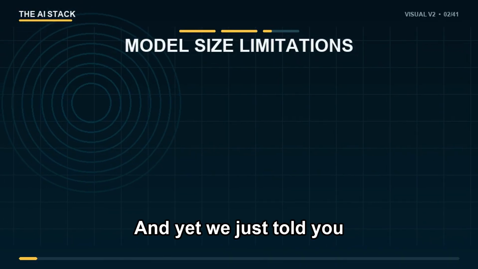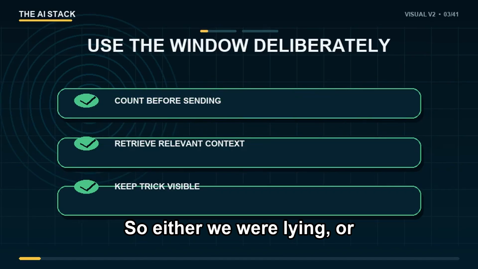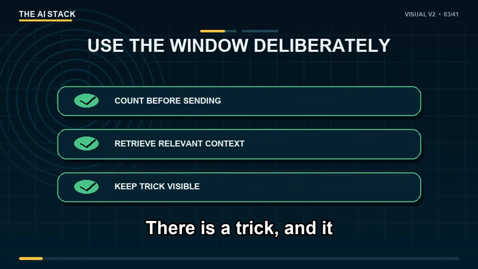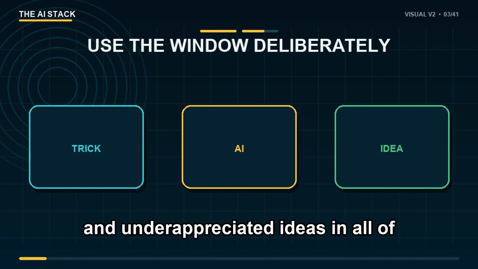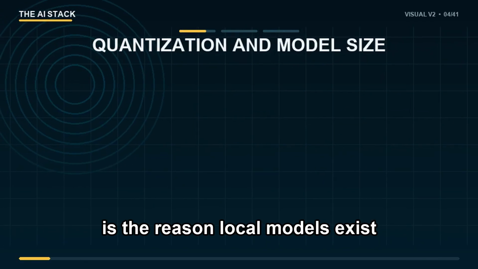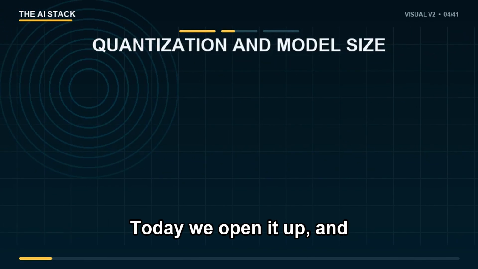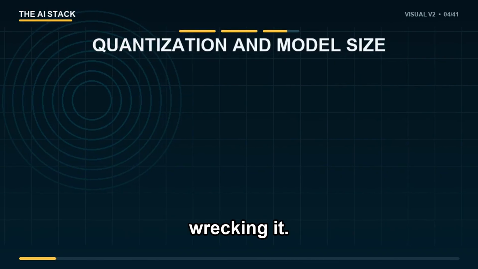And yet, we just told you people run models like that on a good machine at home. So either we were lying, or there is a trick. There is a trick, and it is one of the most important and underappreciated ideas in all of practical AI. It is called quantization, and it is the reason local models exist at all. Today we open it up, and you will see how 4 bits can shrink a model fourfold without wrecking it.